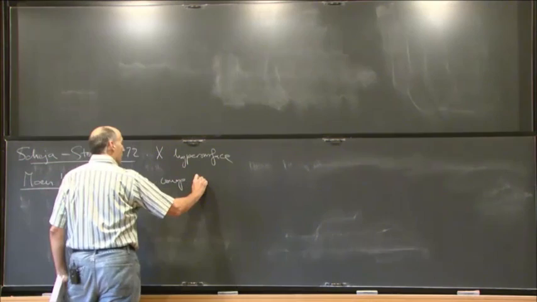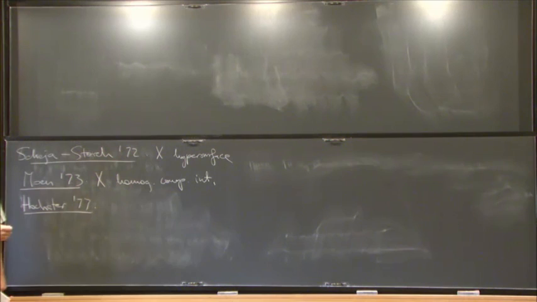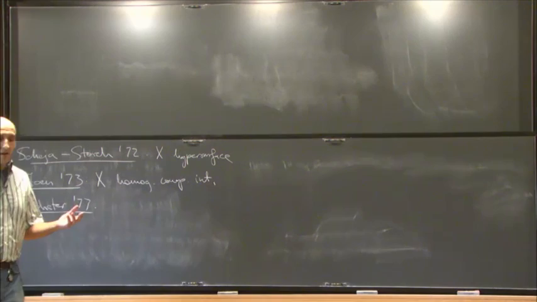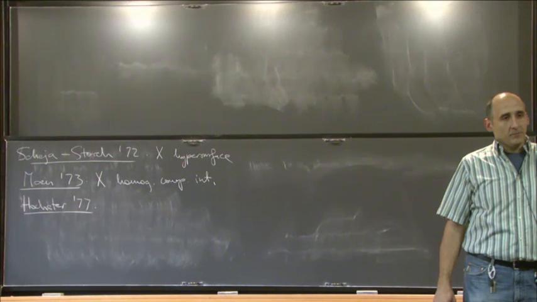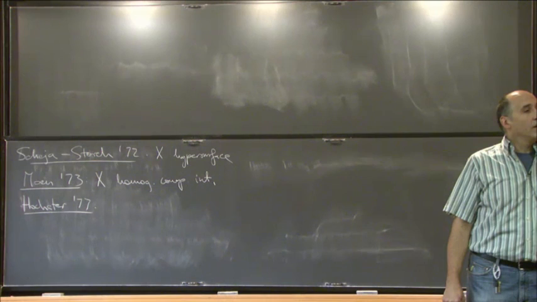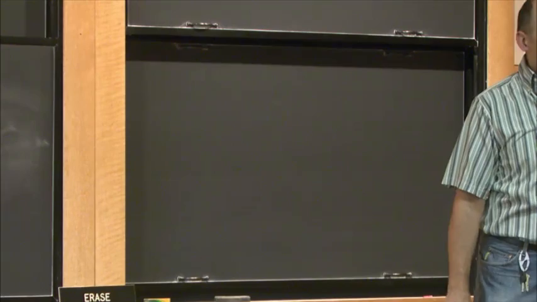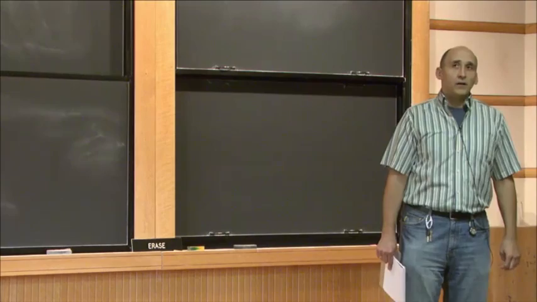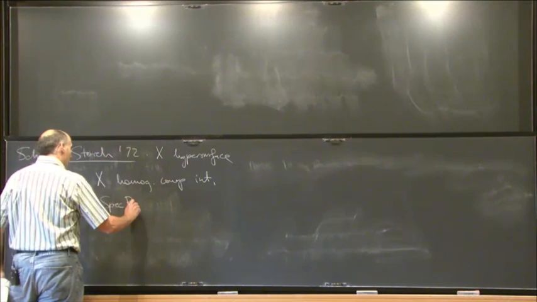Hochster, in 77, for, it doesn't matter, it's a local question. Okay, I'm not sure how to say the best way. Take a homogeneous complete intersection, or a complete intersection in P^N, and then the cone over that. So it's the spec of the ring. And then Hochster did spec R for an arbitrary graded ring R.